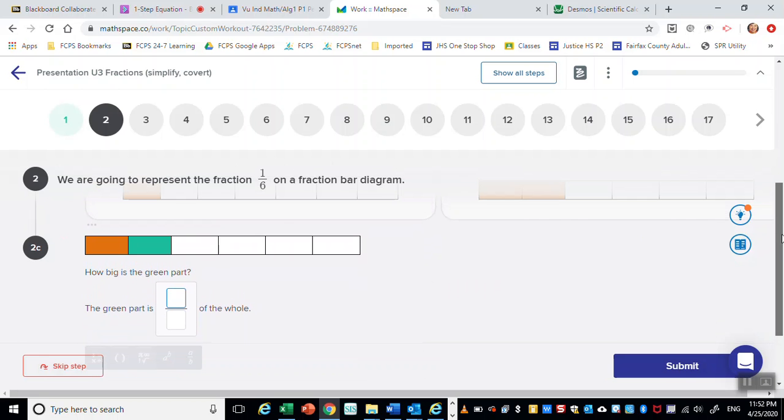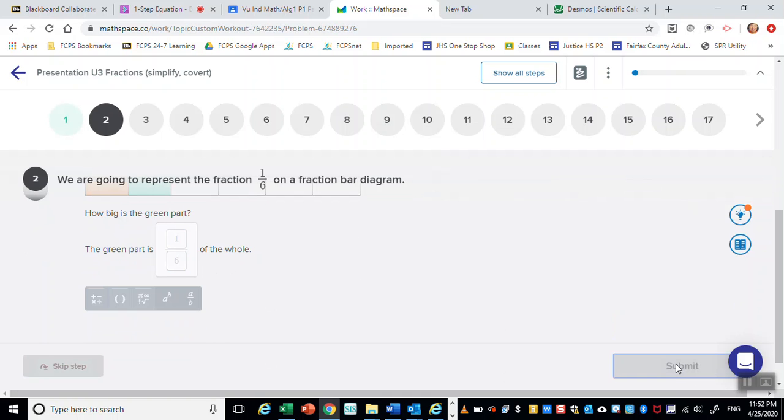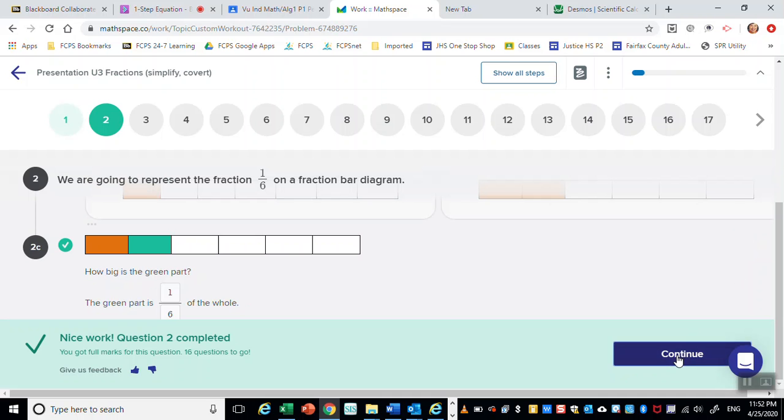And then question 2C asks how big is the green part. This is the green, right? How big is the green part? This is 1 out of 1, 2, 3, 4, 5, 6. So this is 1 out of 6, right? Because they only ask for the green. This is 1 green. Okay, you submit it.